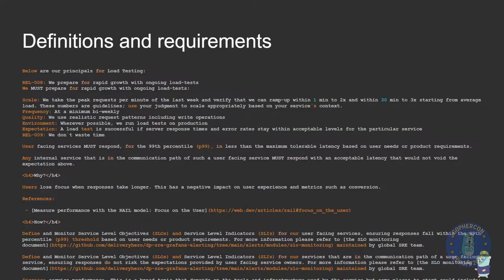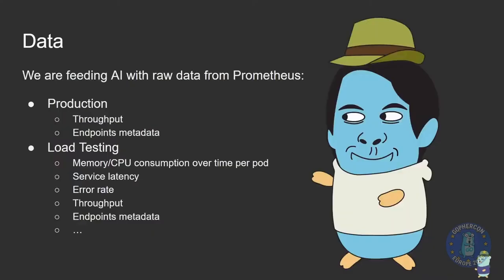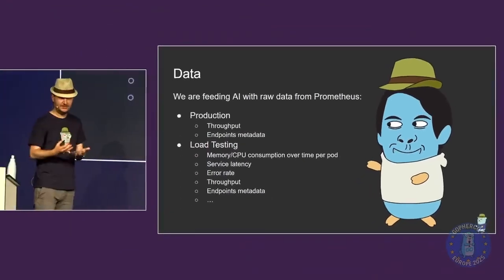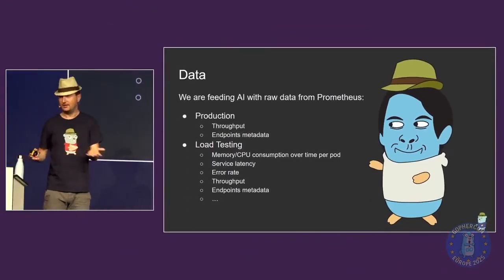It is the same. We tell AI, okay, we want to test our environment for some rapid growth. We want to test our environment for different conditions. We want to have a very realistic, production-like environment, and so on and so forth. So this is a static component of our prompt. And then we have data. And data consists of 2 parts as well.